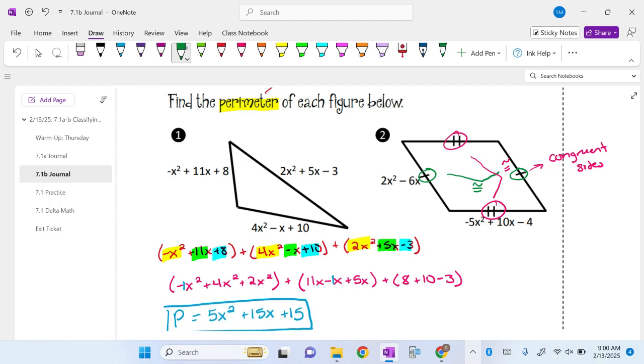So what would be the missing side of the green tick mark? What's that length? So the green tick mark, the one I circled green, what's that length? Right, 2x squared minus 6x, because that is the corresponding one. What about on the other tick mark? What's that length?